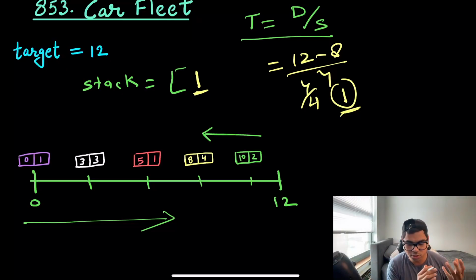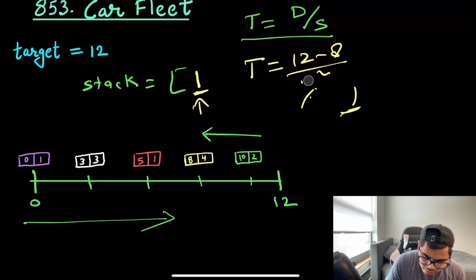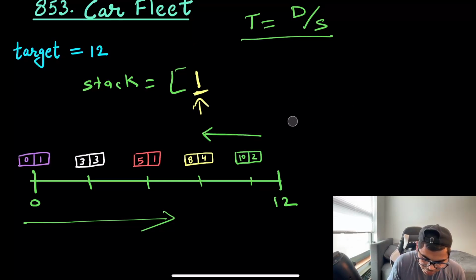So it was told to us that either it has to be greater or equal. If the time calculated is greater or equal to the top of the stack, that means they both are going to make a fleet and then finish at the same time. So we are not going to append that to our stack. Let's go check for the next car coming with like speed of 1 so fast to our destination.